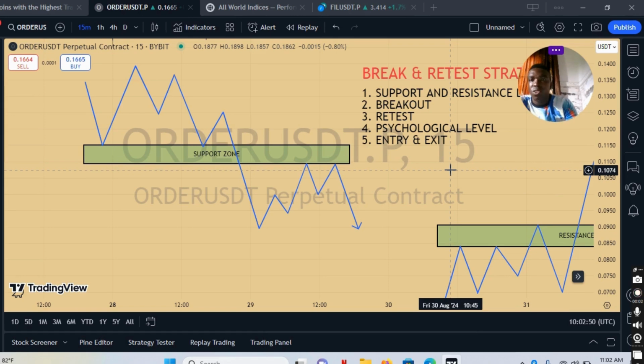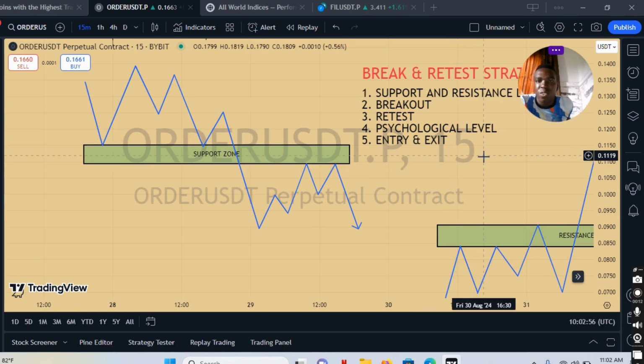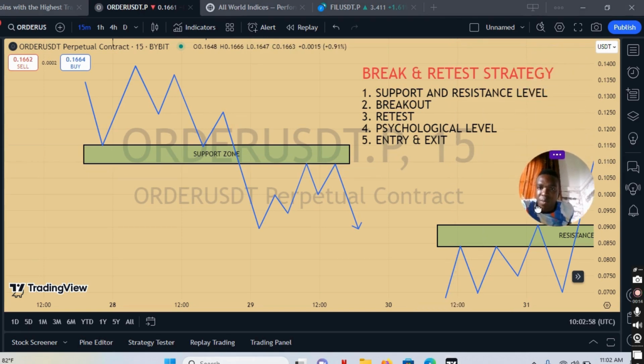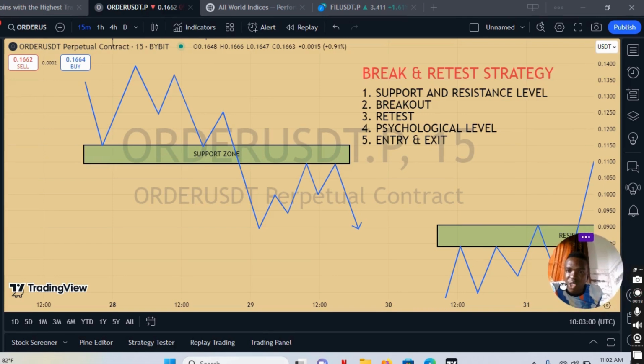Now the strategy I'm about to teach you guys is what I call the break and retest strategy. The strategy is quite simple, and if you pay attention you will be able to learn it easily. Now with this strategy, the first thing that we are looking at is our support.